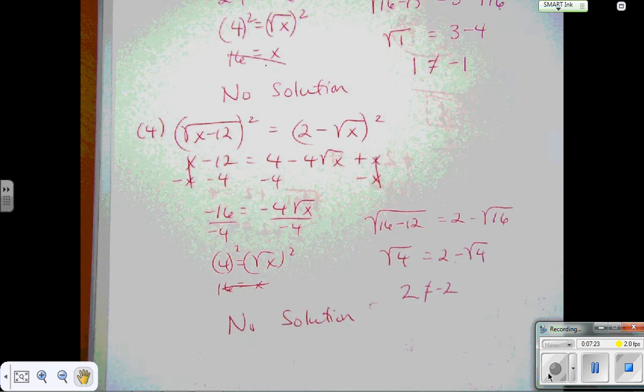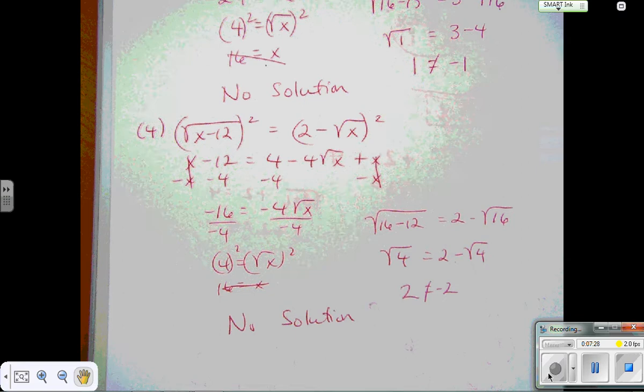I don't like this 16. Yeah, I think I'm noticing a pattern here. Like, so anytime I equal 16, it's wrong. No.